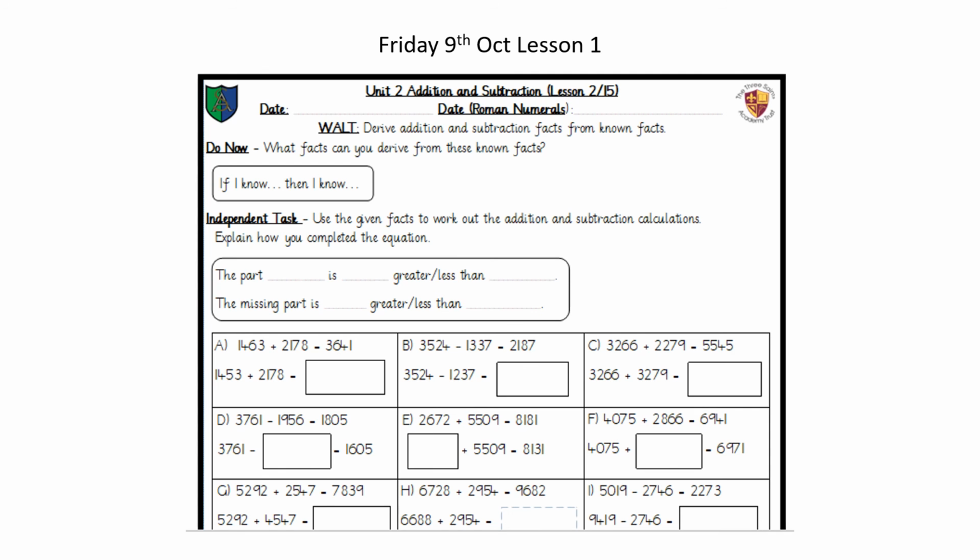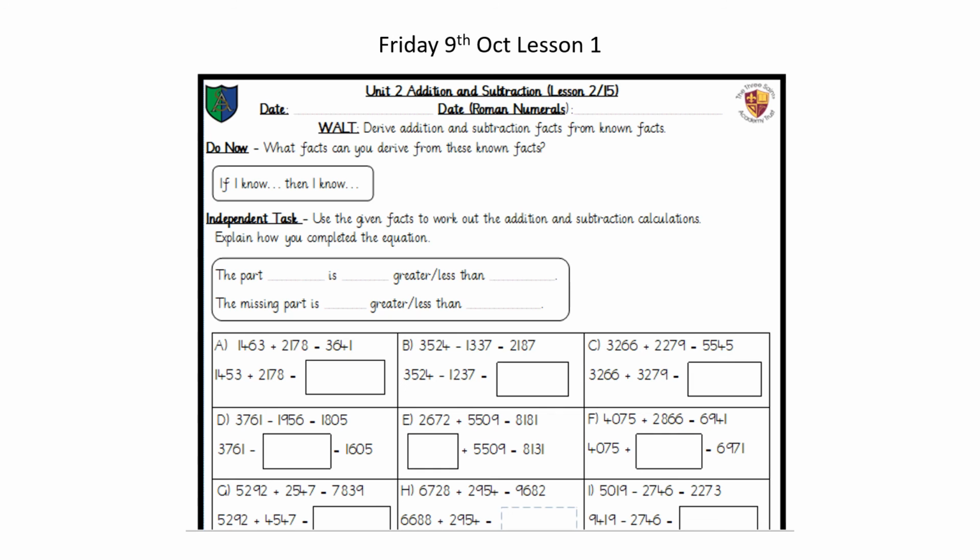On Friday, we'll be continuing our addition and subtraction unit. So, do now, what facts can you derive from known facts? Just like yesterday, choose some known facts. So, for example, 11 add 8 is 19. I could upscale it by 10, 100 and 1,000. For each time I upscale it, I can think of 4 facts, or I can derive 4 facts. 2 addition facts, 2 subtraction facts.